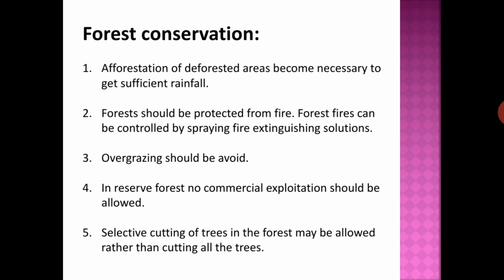In a reserve forest, we don't want to do exploitation there, and selective cutting of trees in the forest may be allowed rather than cutting all the trees. If you need any tree for a useful purpose, then cut only that type of tree, not the whole forest, not destroying the whole forest. Rather than that, we have to cut selective trees, right? So these are some basic steps to conserve the forest, right?